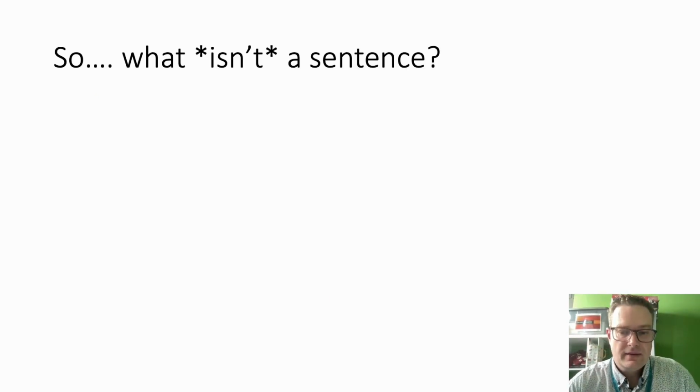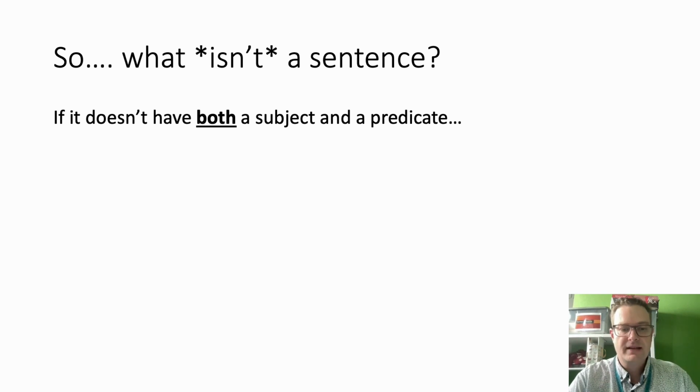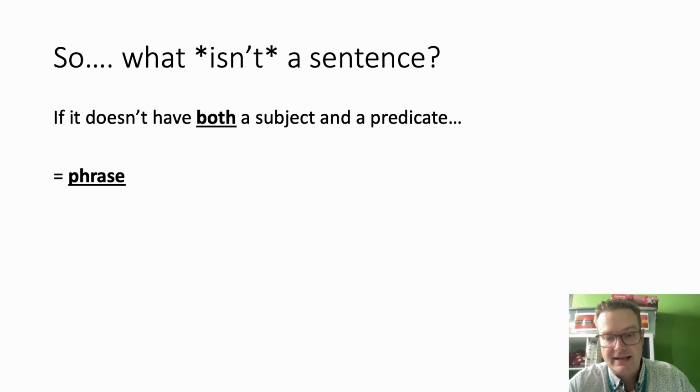Right, so that's a sentence. Has a subject and a predicate. Good, so far so good. So what's not a sentence? Well, if it breaks our rule and it doesn't have both a subject and a predicate, it's probably not a sentence. It's probably just a phrase.